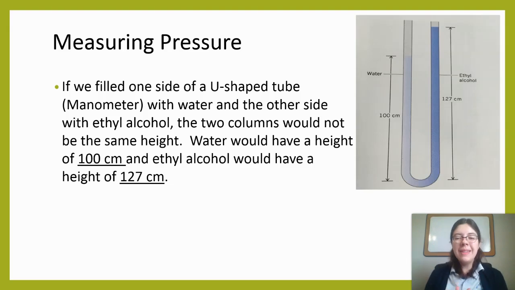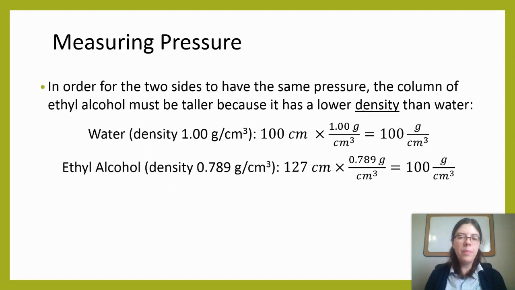The reason why is that the 2 different liquids have different densities, so we need to equalize the pressure on both sides. The way that we do that is by having different column heights. So to have them both have the same pressure of 100 grams per centimeter cubed, I need to have different heights because they have different densities. Because ethyl alcohol is less dense, we need more of it to equal that 100 grams per centimeter cubed.